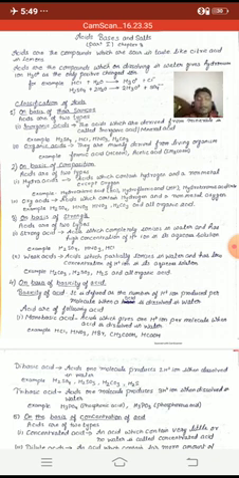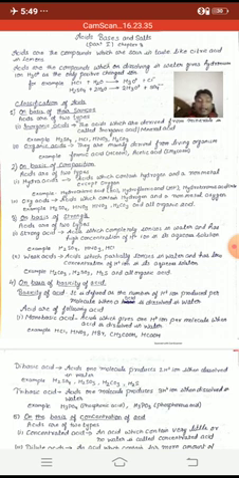Next is on the basis of composition. On the basis of composition, acids are of two types. First, hydra acids and second, oxy acids. Hydra acids are those acids which contain hydrogen and a non-metal but exclude oxygen. For example, hydrofluoric acid HF, hydrochloric acid HCl, hydrobromic acid HBr.